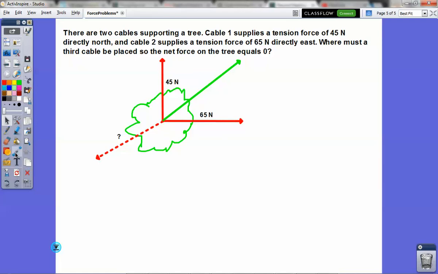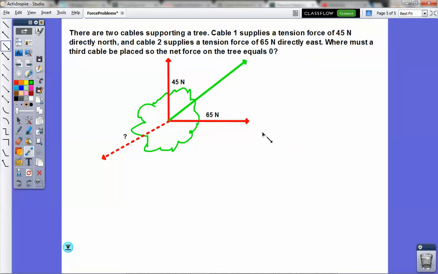In a problem like this, I like to figure out a right triangle, because you see that this is pointing directly east and this is pointing directly north. So there are really no components that we have to figure out, because this is all x and this is all y. Right? So I can draw a picture like this. Here's 65 newtons here, and here's 45 newtons here, right? And then here's my hypotenuse, or my resultant, right?